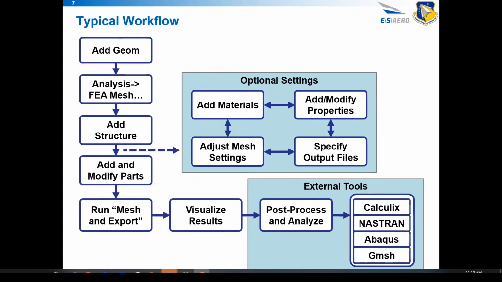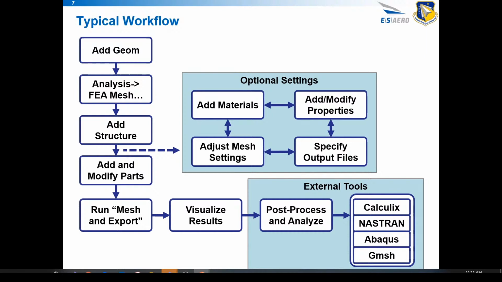So here's the typical workflow, and I'll walk through the GUI that follows this. So you first have to have a geom. You then go to Analysis in FEA Mesh. You add a structure to that geom or any other geom that you have. There are optional settings, so you can create your materials library, and you could also create a library of properties and assign materials to each property. The mesh settings can be adjusted, and your output files can be specified. But you can also just go with the defaults.